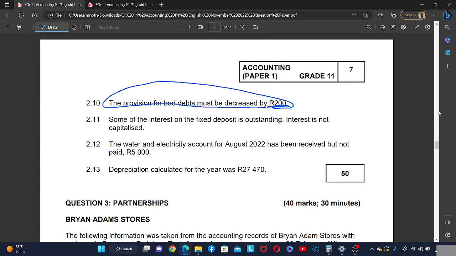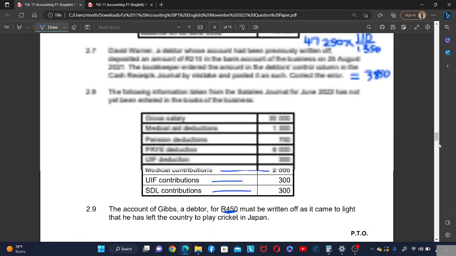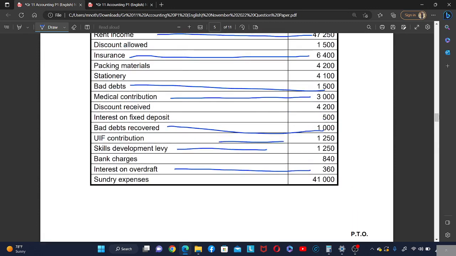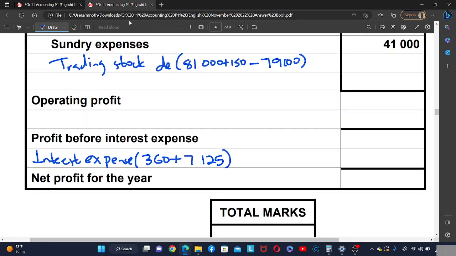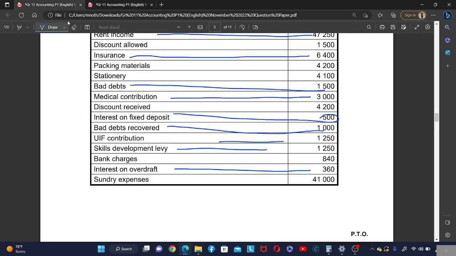Okay, and then 2.11, some of the interest on the fixed deposit is still outstanding. How much is the interest on fixed deposit? Interest on fixed deposit is 500 Rand. Let's go and record it. So we have the interest income, interest on fixed deposits and income. So it's 500. So they are saying that it is still outstanding.